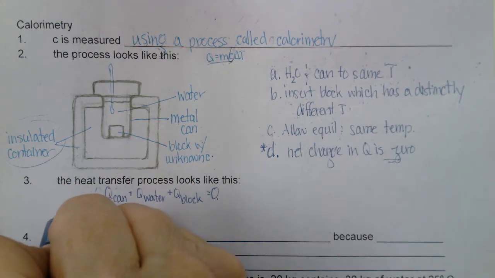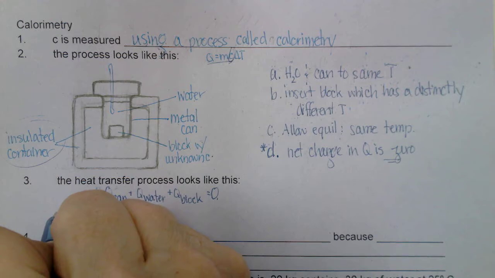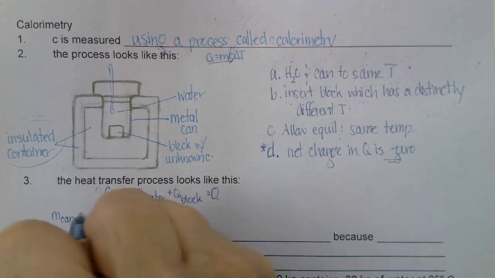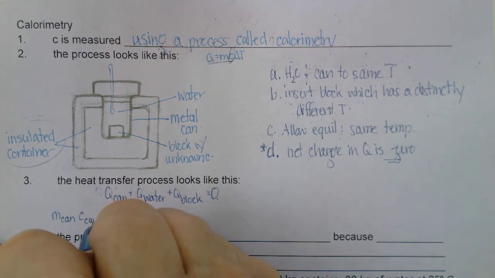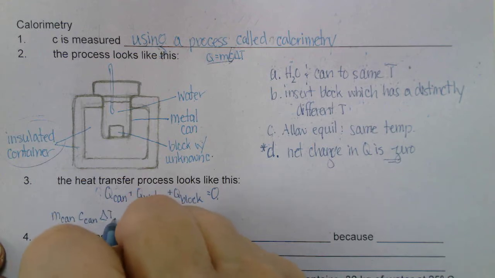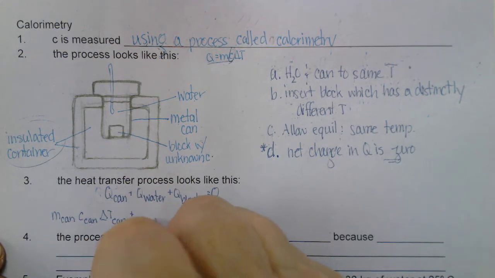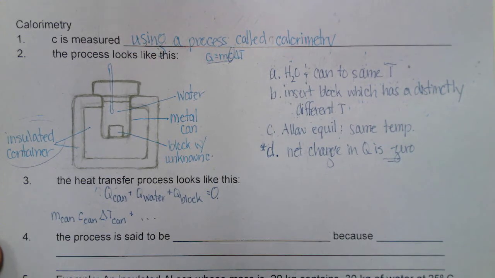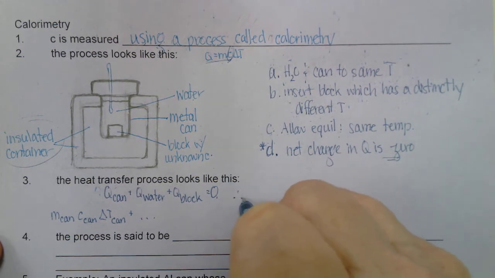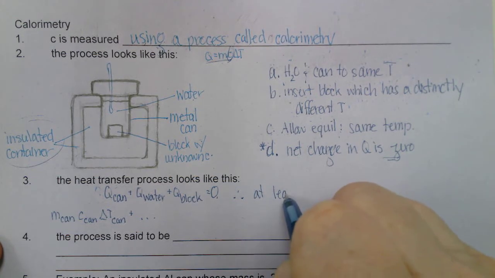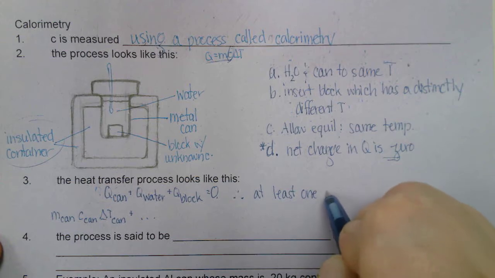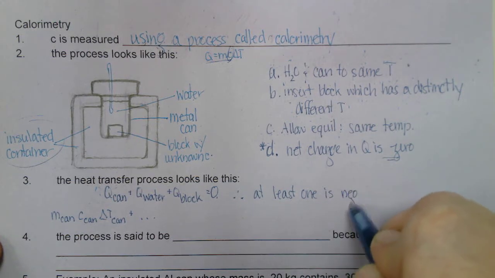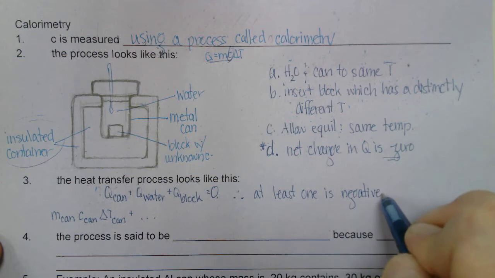In longhand form, it's going to be the mass of the can, and I'm just going to write the first one because it gets to be a little redundant, times C of the can, times the delta T of the can, plus... So I'm just doing the MC delta T expression for all of these. Now, if the whole thing adds up to 0, it is axiomatic that at least one of them is negative. Therefore, at least one is negative.